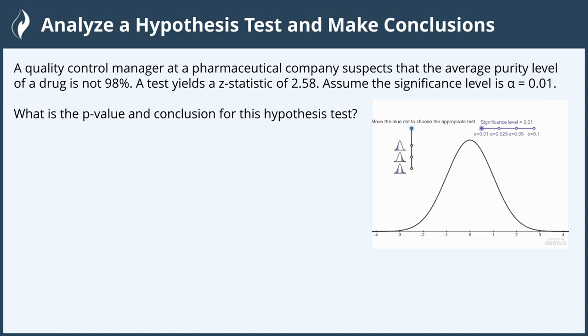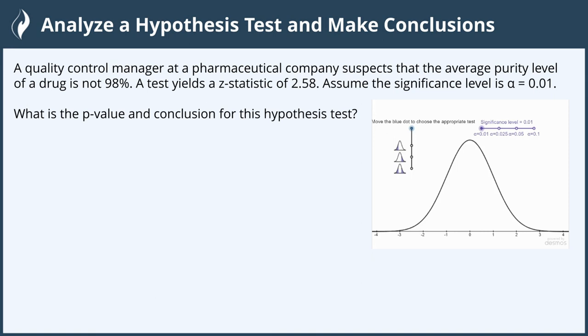A quality control manager at a pharmaceutical company suspects that the average purity level of a drug is not 98%. A test yields a z-statistic of 2.58. Assume the significance level is alpha equals 0.01. What is the p-value and the conclusion for this hypothesis test?